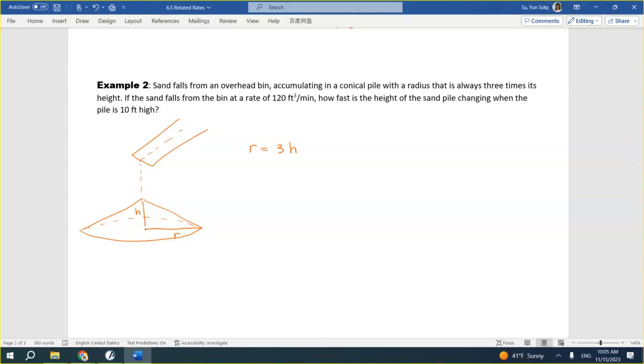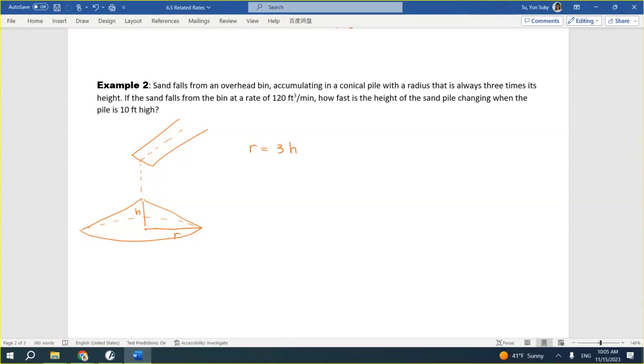So what is changing? Well, if you have more sand, your radius is changing, is increasing, right? And your height is also changing. Your height is also increasing. So that's why we set both of them as the variable. We have height, h, and radius, r.